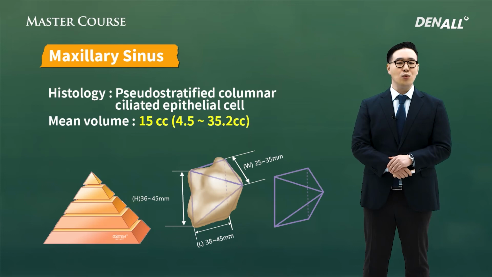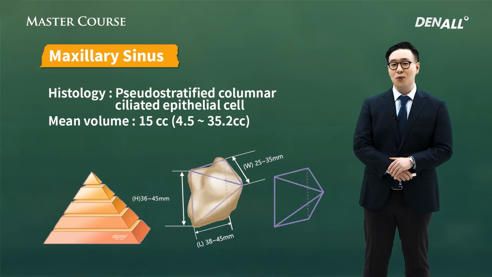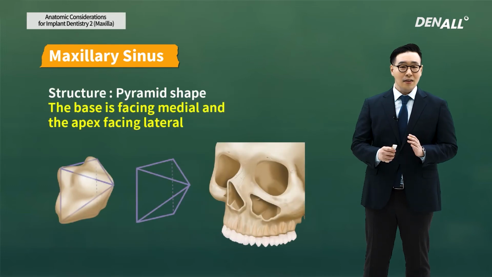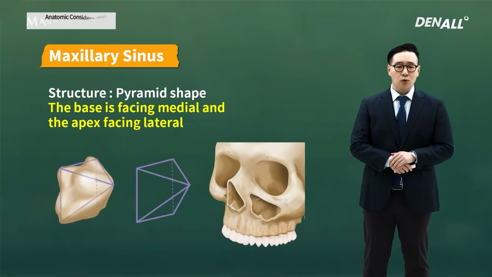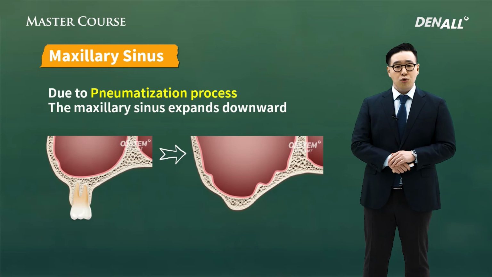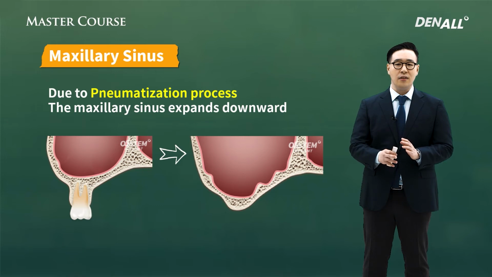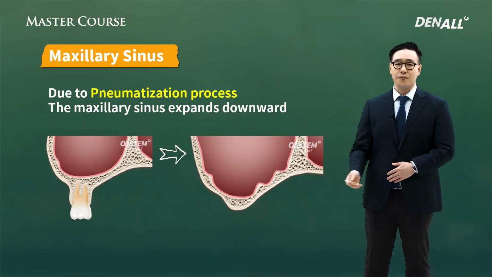Of those, the maxillary sinus is volume-wise about 15 cc, and that's the same as the cork of a wine bottle. So I think it's easy to imagine. And this maxillary sinus is pyramid shaped, and the base faces the medial wall, and the apex faces the lateral wall. Now, because of the pneumatization process, after extraction, the maxillary sinus floor expands downwards.